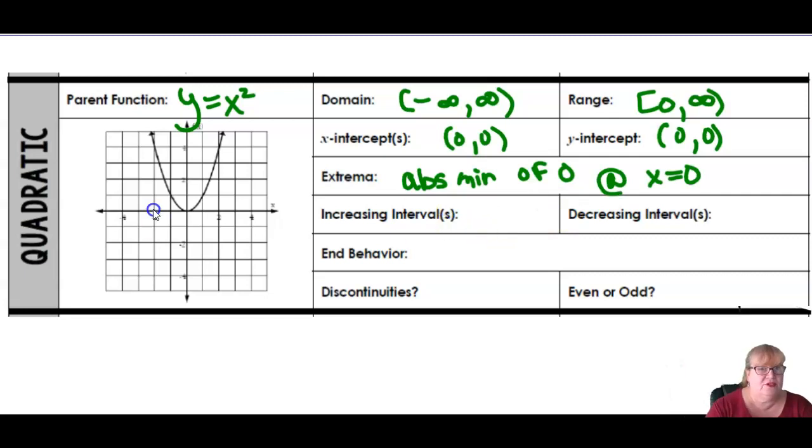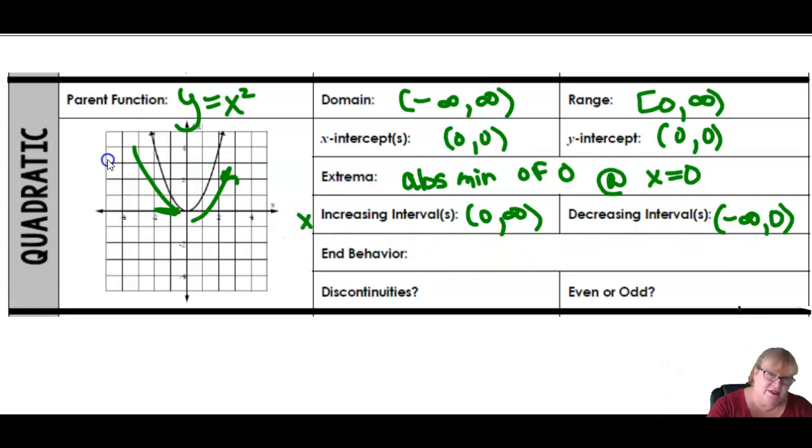The increasing interval would be over here. It's going up from 0 to infinity. And the decreasing interval would be the left side, which means negative infinity till 0. Okay, and again, those are the x values, where it's the x's coming in from the left until 0 that cause it to be decreasing.